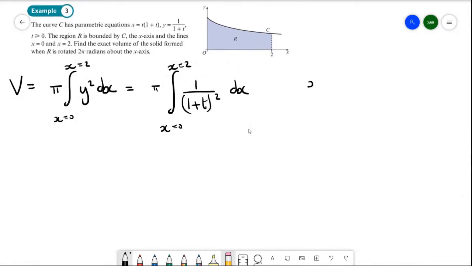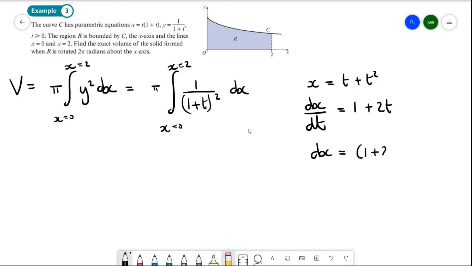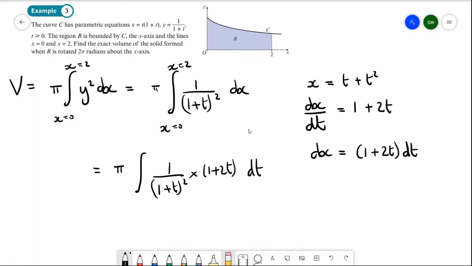So in order to do that, we're going to look at our x equation. x is t plus t squared. I'm just expanding the bracket. So we can work out what is dx by dt. Differentiate both sides with respect to t, and we'll get 1 plus 2t. So we want to replace dx with something to do with dt. So if we rearrange this to get dx the subject, we can have dx is 1 plus 2t dt. So our integral is going to be that multiplied by 1 plus 2t, and we're integrating with respect to t.